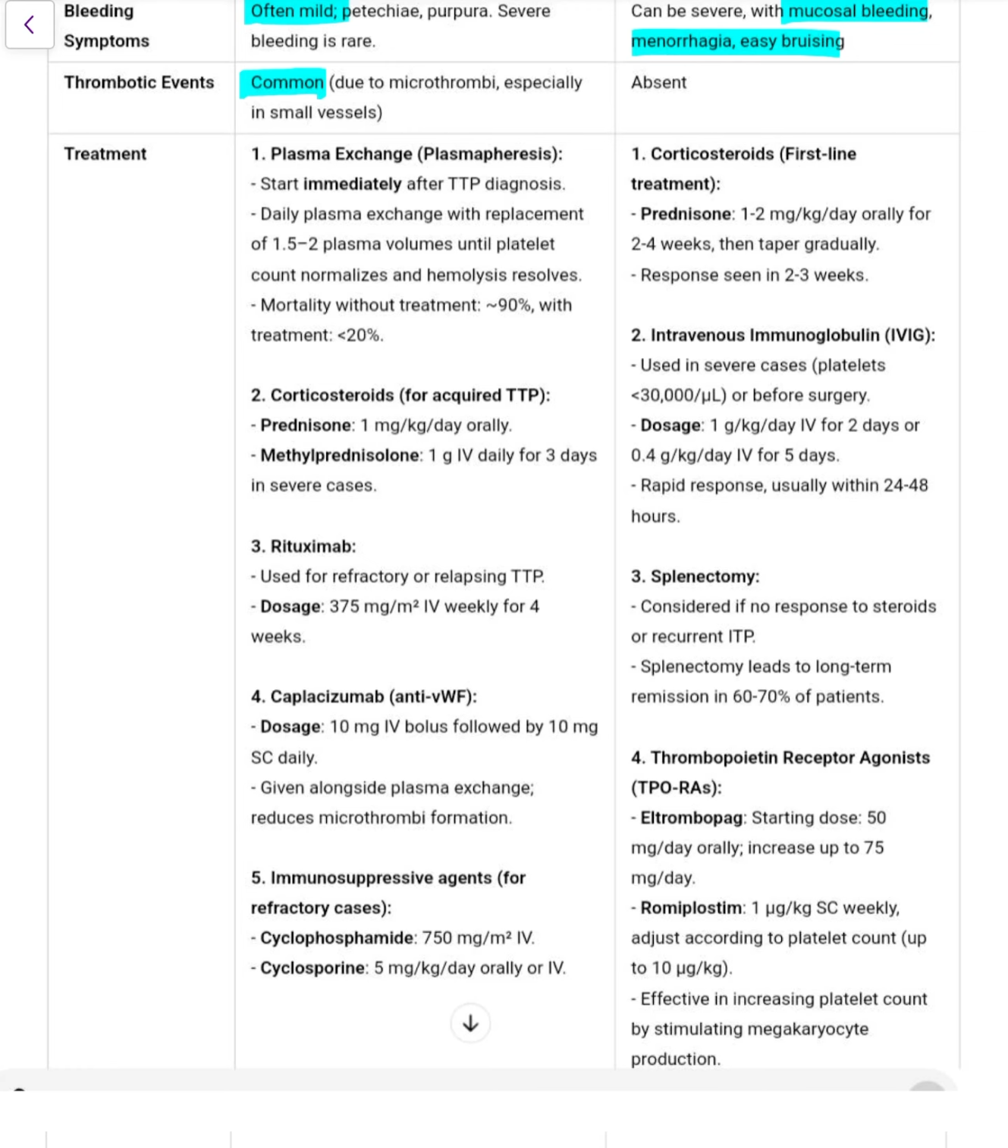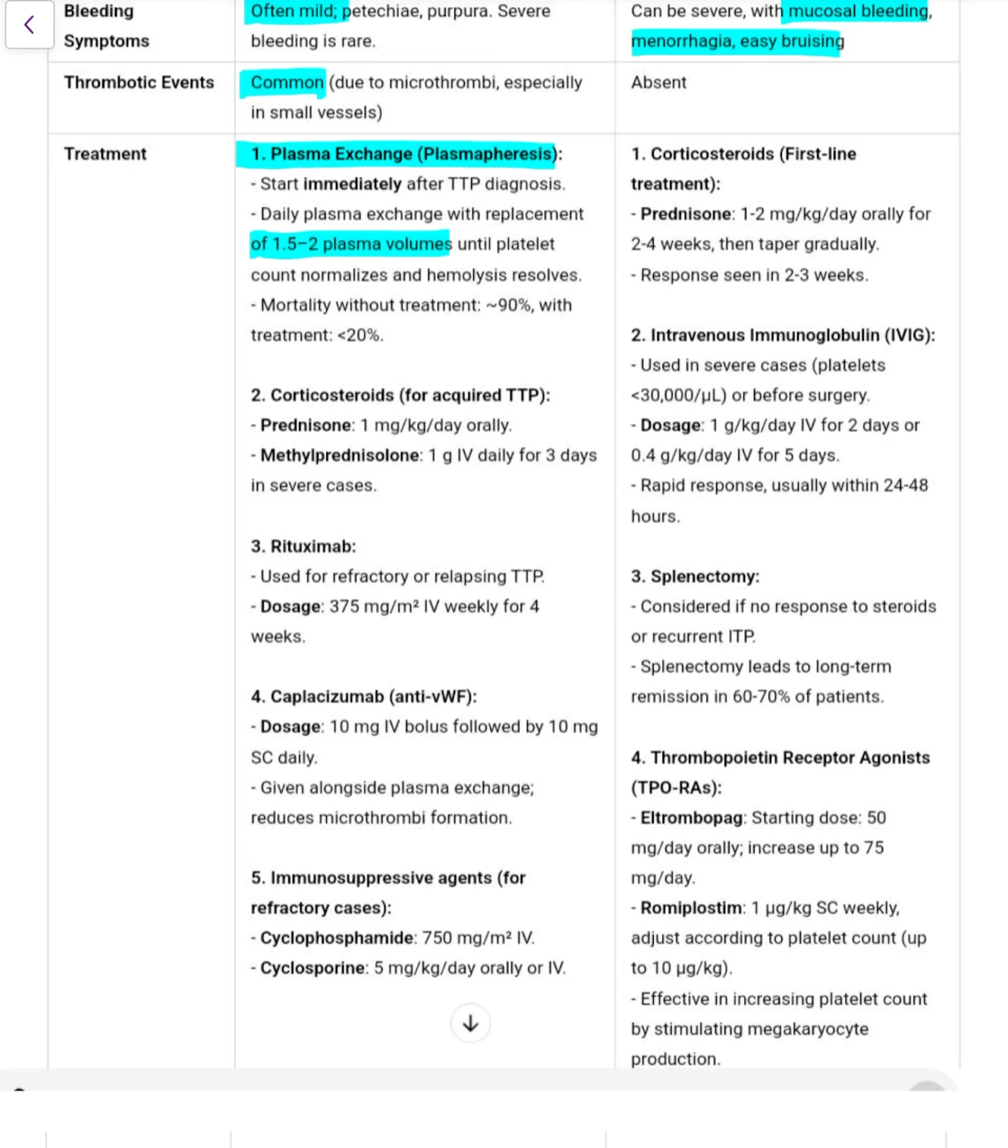In TTP, we have to first start with PLEX, that is plasma exchange. Immediately when TTP is diagnosed, give daily plasma exchange with replacement of 1.5 to 2 plasma volumes until the platelet count normalizes and hemolysis is resolved. Mortality without PLEX is 90%, guys, and with treatment it is less than 20%.